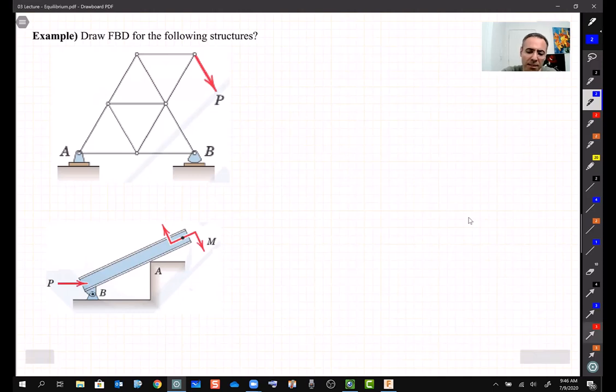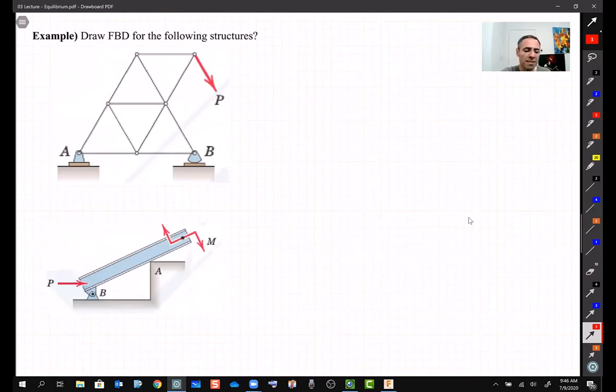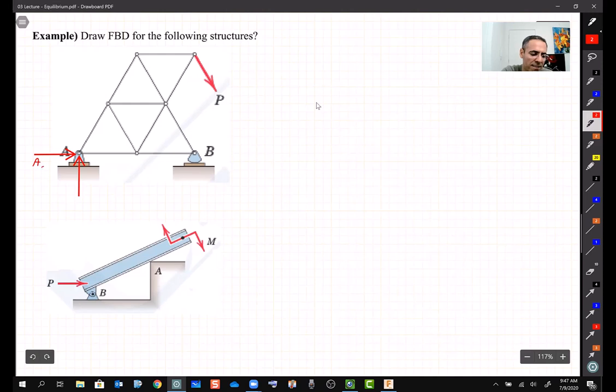So let's start with the first structure, which you will see later. We'll call it a truss. It's a big structure made out of lots of steel links. They join together, but we don't care about the structure. We apply load P, and it has support A and support B. From what we learned so far, support A is a pin support. It applies two reactions. We call this one Ax, and we call this one Ay.